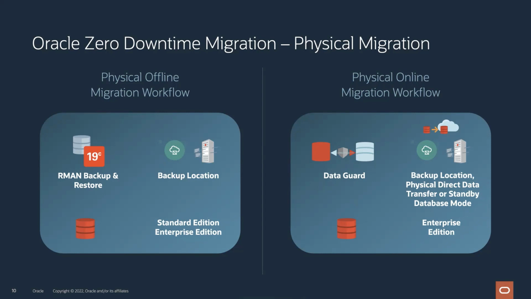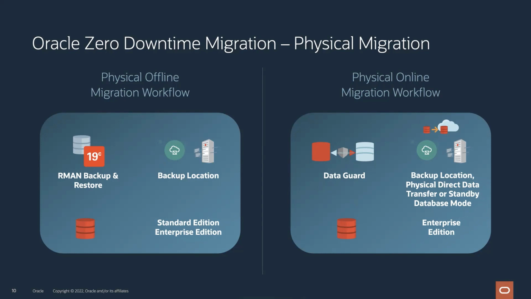But we understand that, of course, you want online and high availability. So this is where we use our physical online migration workflow. And of course, we still use RMAN for this, and we use RMAN for the initial data transfer, the database instantiation in the target, but we leverage Data Guard for our synchronization between the primary and the standby in the cloud, and then of course for the switchover, etc.